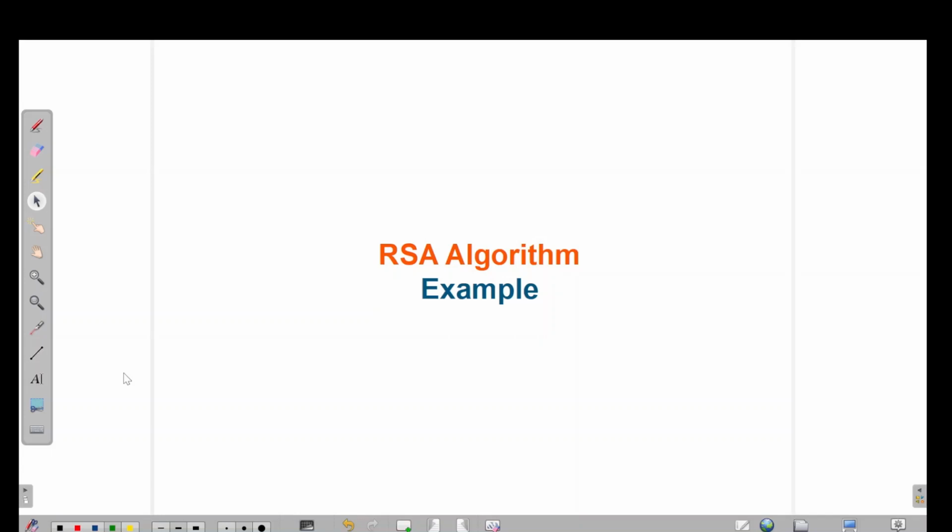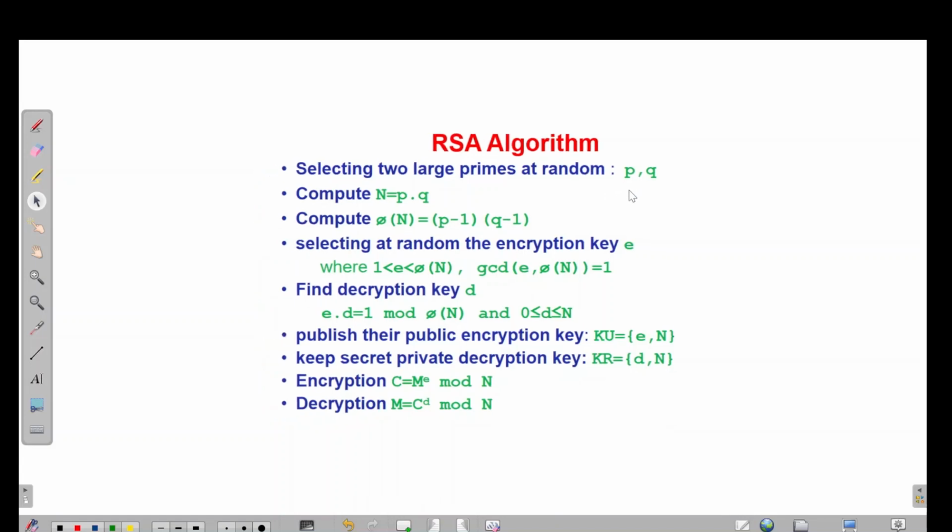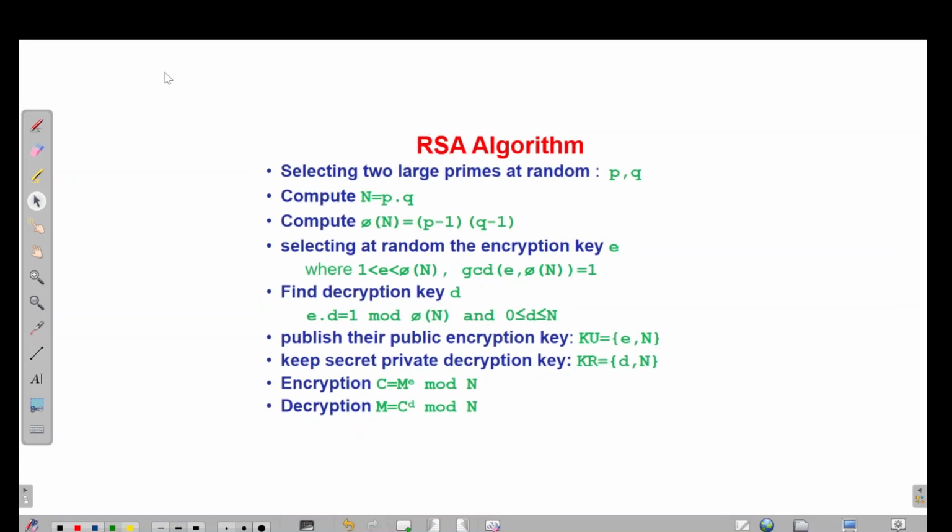Hello. In this video, let us discuss one example for the RSA algorithm. Let us recall the RSA algorithm that we discussed in the previous session. We are selecting two large prime numbers at random, so they are P and Q. And then we are going to compute n such that n equal to P into Q. And then we are going to find phi of n equal to (P minus 1) into (Q minus 1).